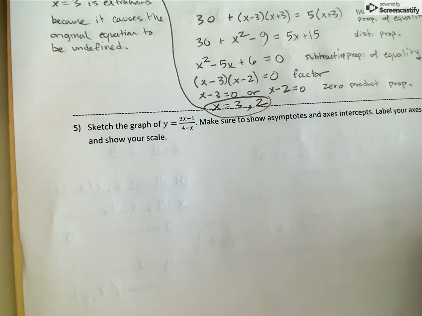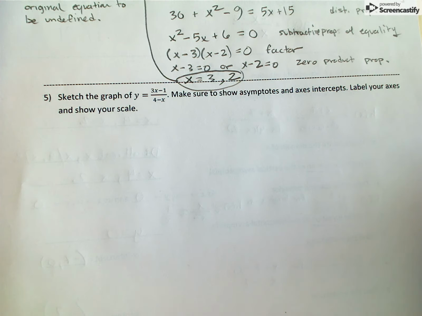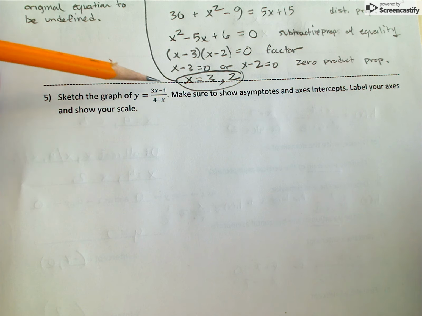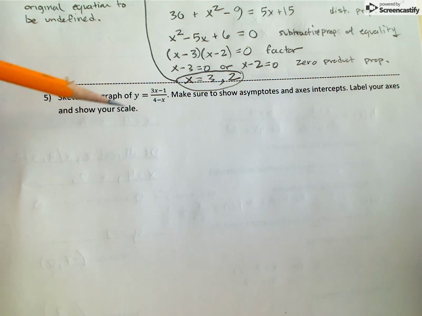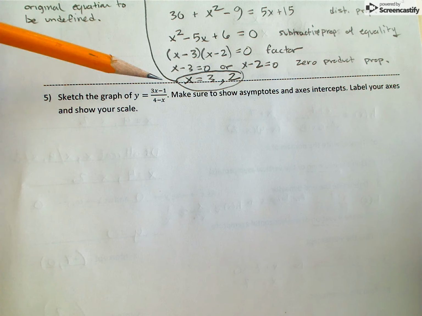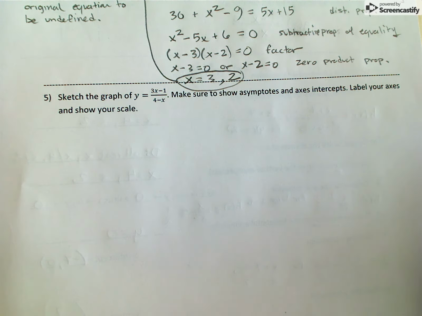The final problem on our rational functions practice quiz is asking us to sketch the graph of this function here. And it's a pretty simple rational function. First degree polynomial on top, first degree polynomial on bottom. And let's just be clear, we need to show the asymptotes and the axis intercepts and label our axes and show the scale. So let me just start there.